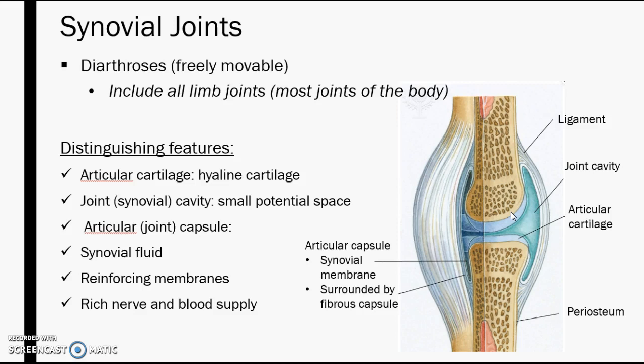Again, diarthroses, freely movable. They include all limb joints, and most joints in the body are in this classification, and they have some distinguishing features. They have an articular cartilage, which is hyaline cartilage. There is a joint cavity where we find the synovial fluid, a very small space between the joints. The joint capsule surrounds and creates that cavity. Synovial fluid is inside the cavity, and again, that is a lubricating fluid. There are always reinforcing membranes. We find a lot of nerve and blood supply in our joints, and you can see in the diagram all of those structures listed.